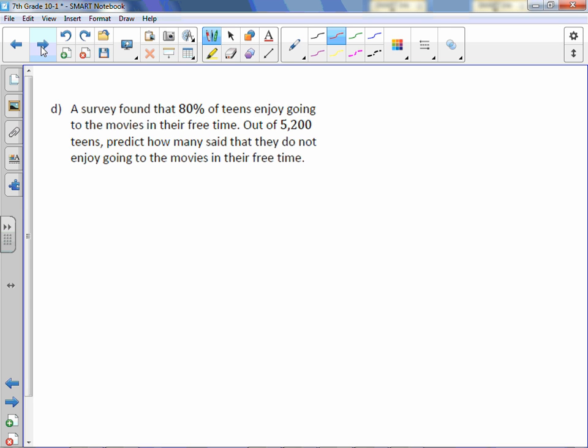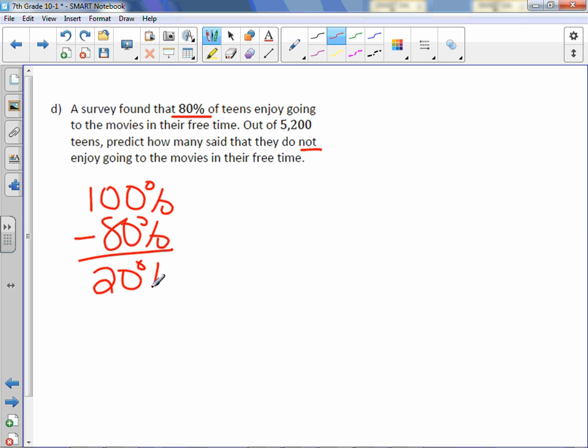The survey found that 80% of teens enjoy going to the movies in their free time. Out of 5,200 teens, predict how many said they do not enjoy going to the movies in their free time. Okay, so we want the students that don't enjoy the movies. However, we're given the percent of teens that enjoy going to the movies. So let's first take 100%, which is our total, and subtract 80%. So we get 20% that do not enjoy the movies.